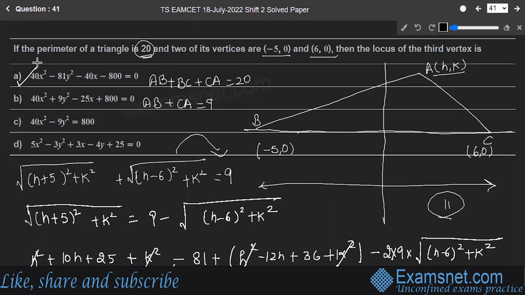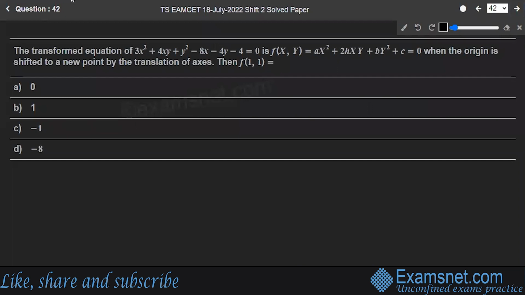Hope you got that. Let's move to the next question, number 42. The transformed equation of 3x squared plus 4xy plus y squared minus 8x minus 4y minus 4 is equal to 0 is this when the origin is shifted to a new point by the translation of axes. Then you have to find out f of (1, 1).